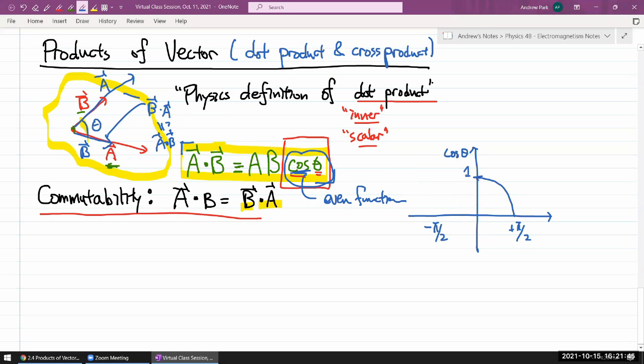And it does the exact same thing on the other side. Cosine of minus 30 degrees is the same as cosine of 30 degrees, which is not necessarily the case with sine theta. So with cosine theta being an even function, when you swap the order, when you make theta go to minus theta, nothing really changes. So that's one property of the dot product that you can actually get from the definition here. That's one of the things I like about the definition.